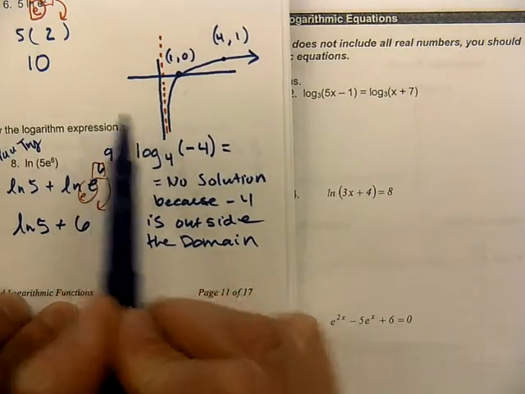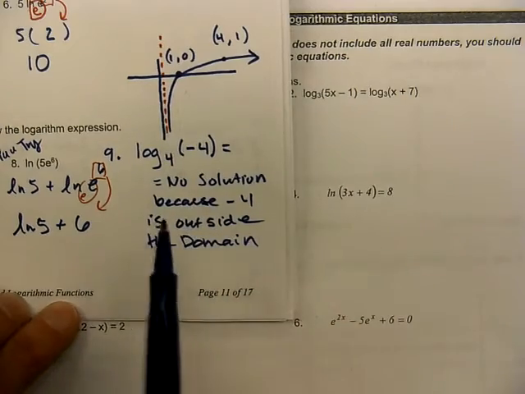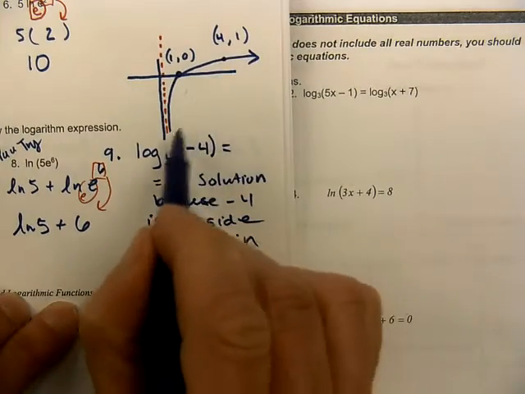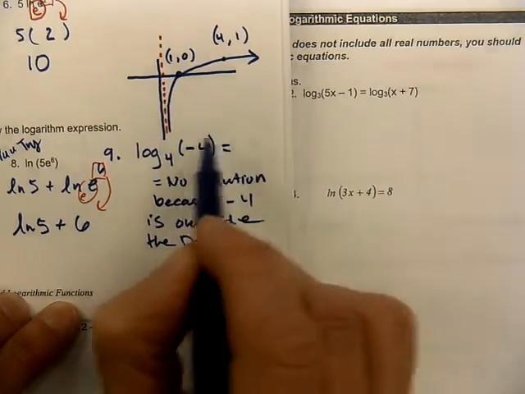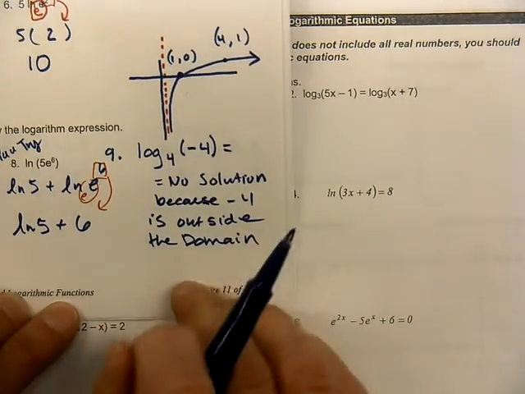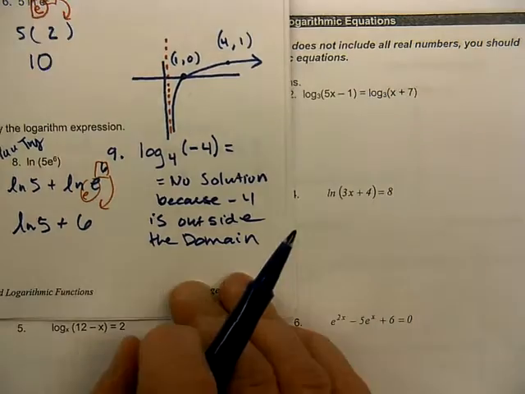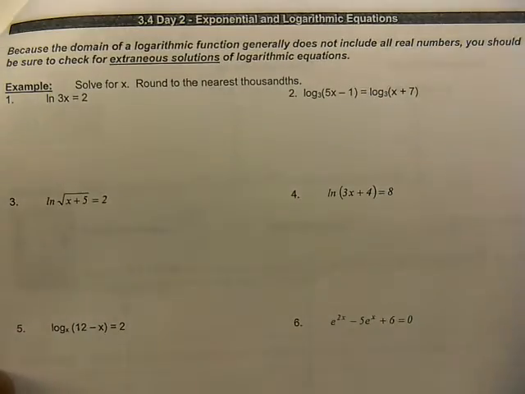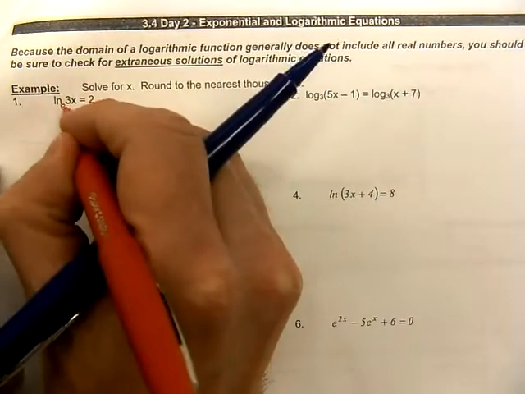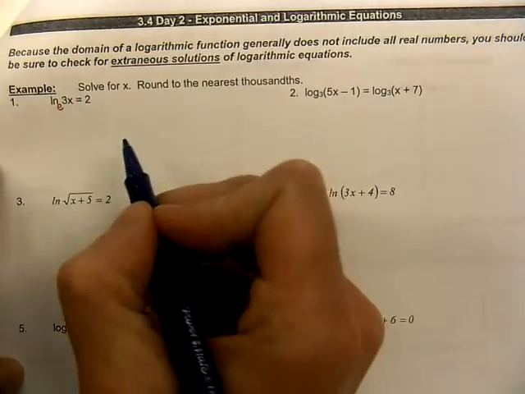So if I work out my solution and I have a negative result, I need to test it. I'm going to plug it back in to see if I really am taking the logarithm of something that is positive or something that is negative. So that's what we're adding to today. So let's start off with number 1. This is our base. So let's convert that to exponential form.